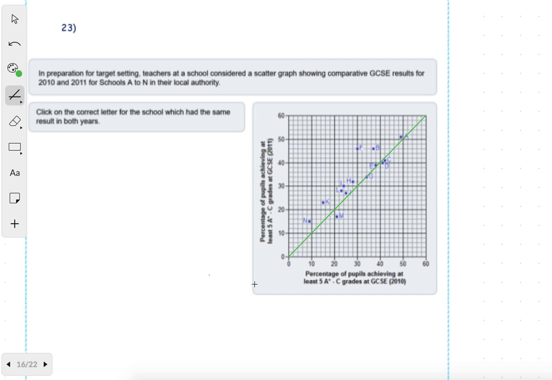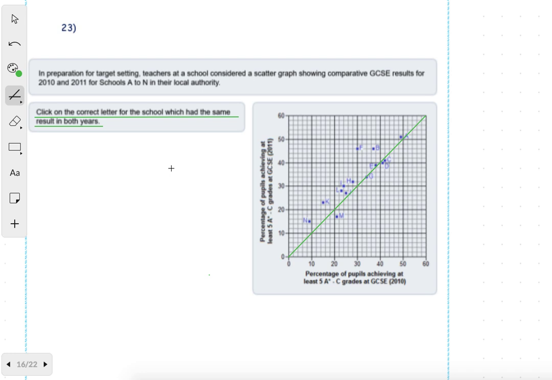For this particular question, we're actually only looking for a point that lies on the line. Can you see that it says click on the correct letter for the school which had the same result in both years? It's G. So the answer to this question would be G.